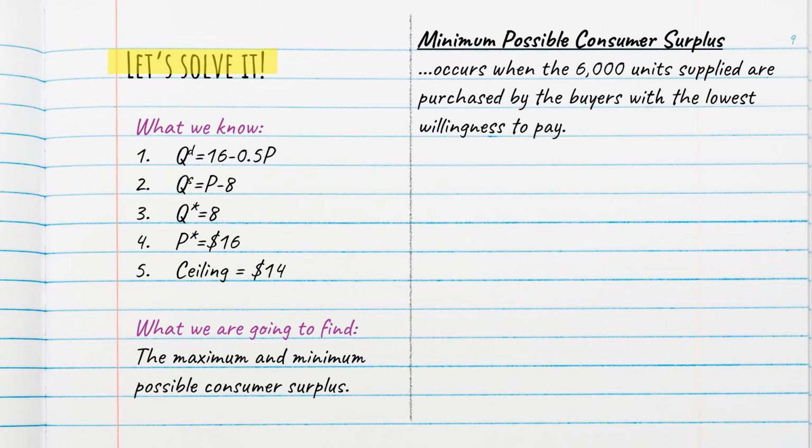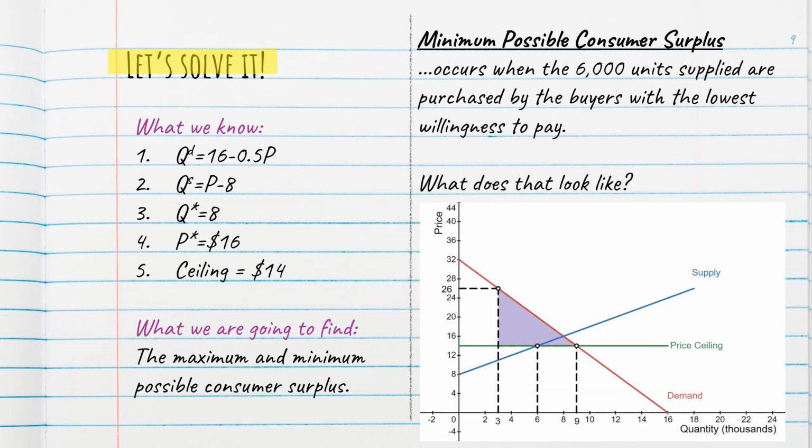It's nice to understand what this looks like graphically. Graphically, this minimum possible consumer surplus is the area below demand but above the price ceiling, not from 0 to 6, but from 3 to 9, where we are making sure that 6,000 units are being purchased, but by the wrong buyers, the buyers on the lowest part of the demand curve. Instead of the first 6,000 buyers, we're looking at the 6,000 buyers from here to here.